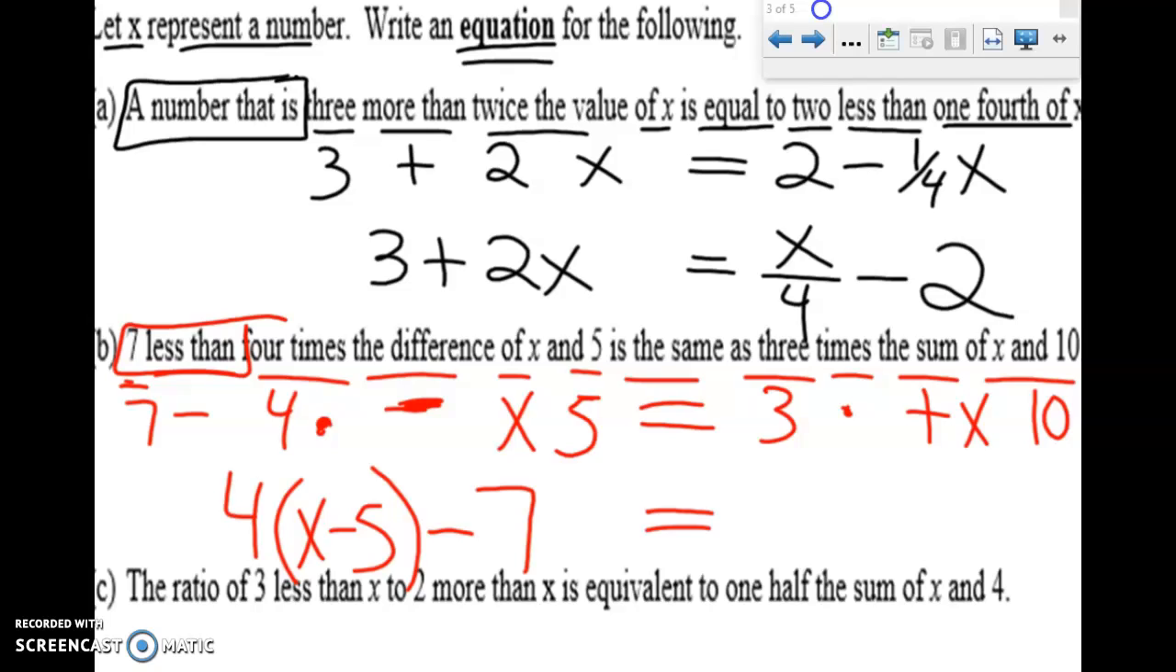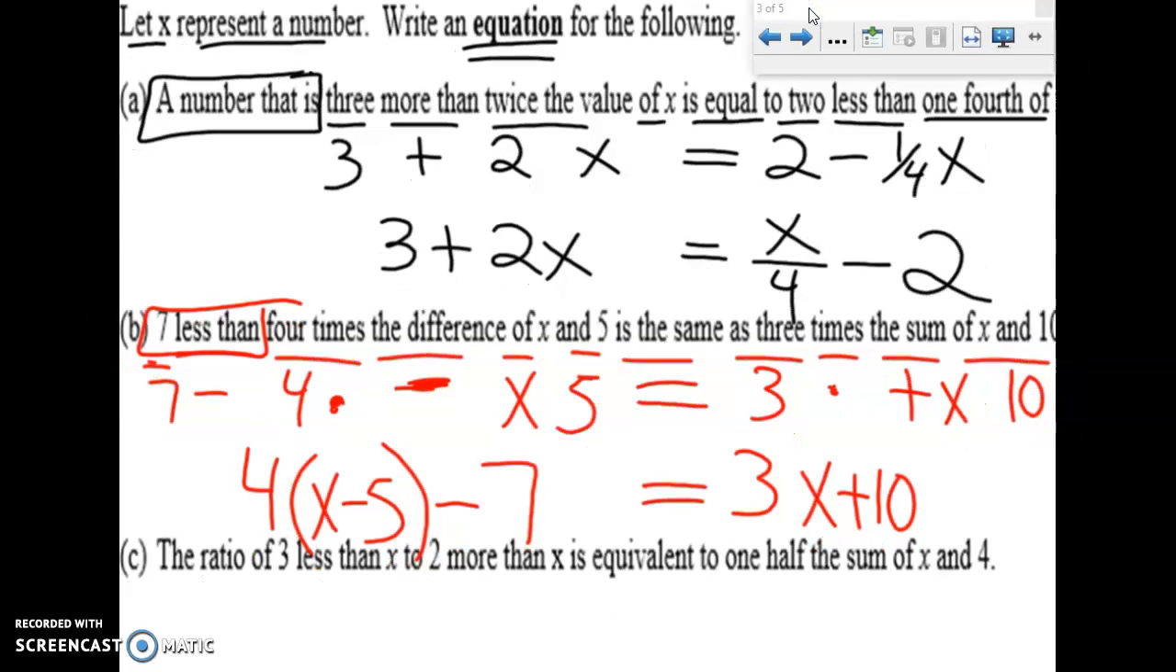Over here, it's 3 times the sum of x and 10. So 3 times the sum, so adding x and 10. But again, what do I need? Without parentheses, we're doing 3 times the number. With the parentheses, we're doing 3 times the sum. So just key on those words.